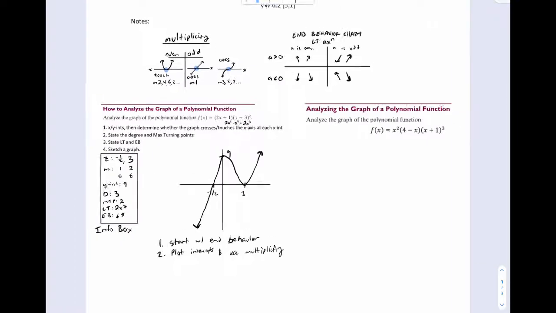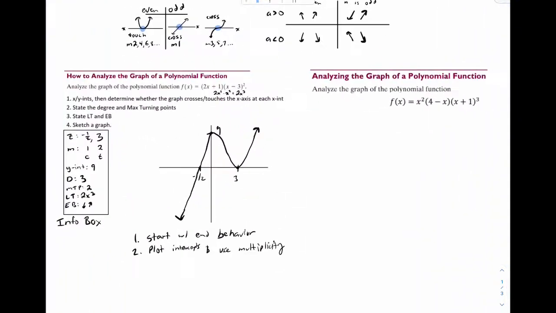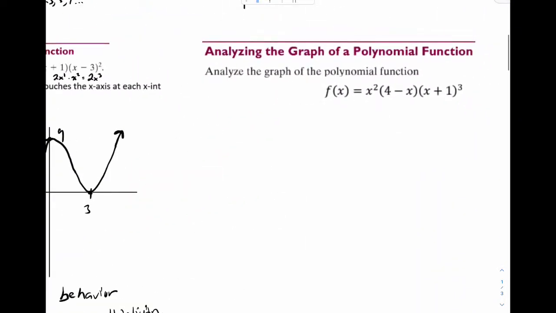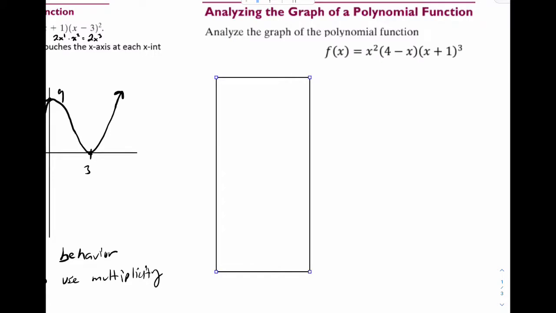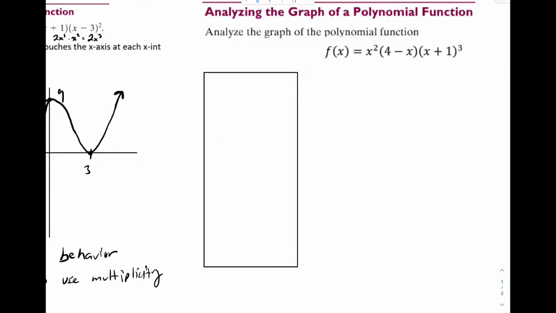Let's try another one. This one you'll see is a little bit different. Let's start by making our info box. So make a rectangle. Our zeros are going to be 0, 4, -1. The multiplicity is going to be 2, 1, 3. That's going to be a touch, across, and across.